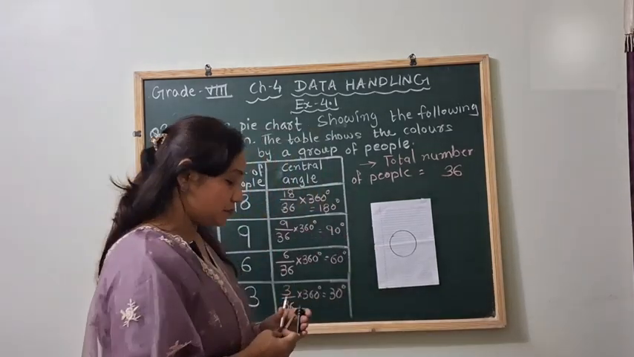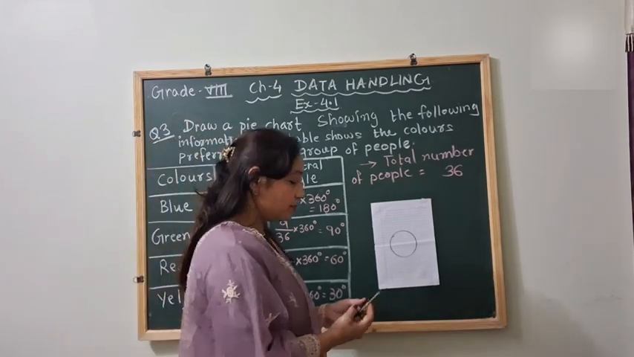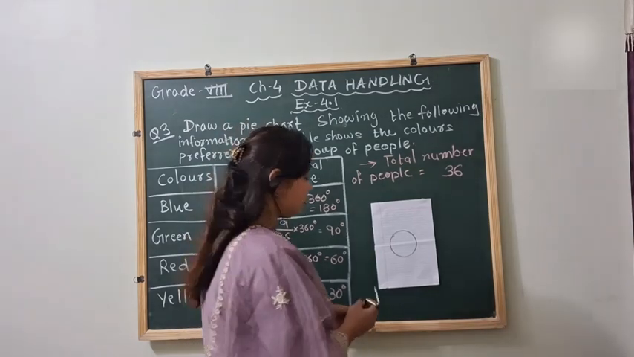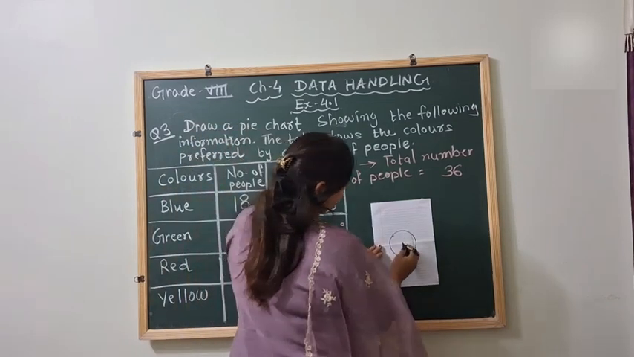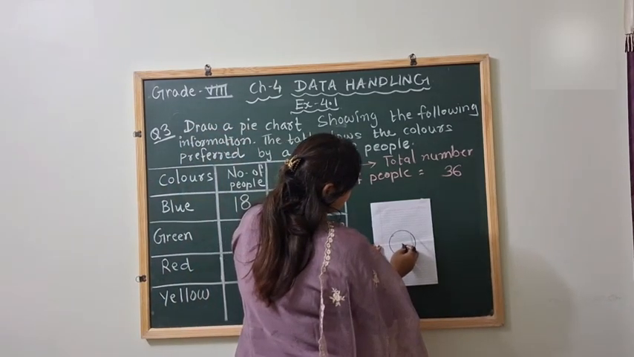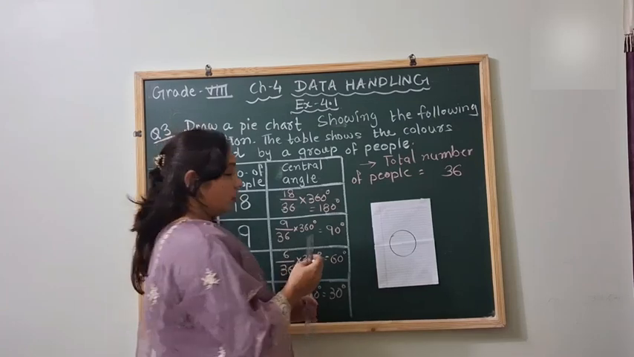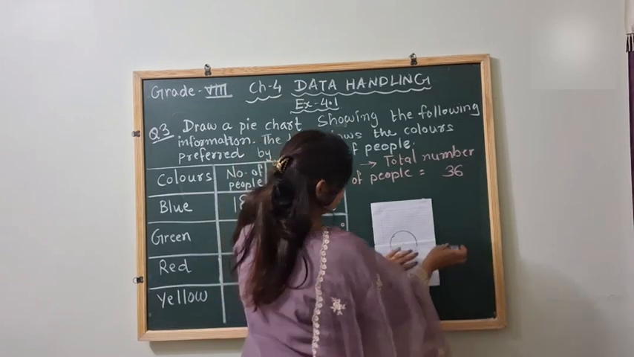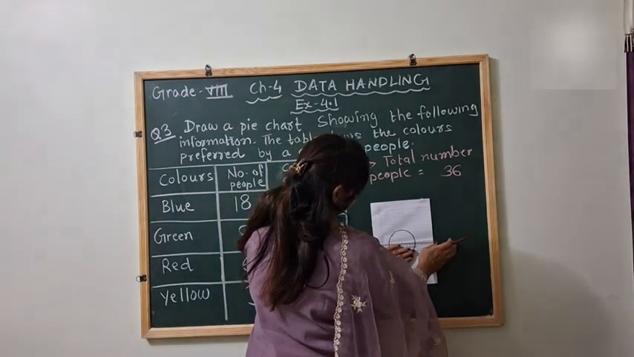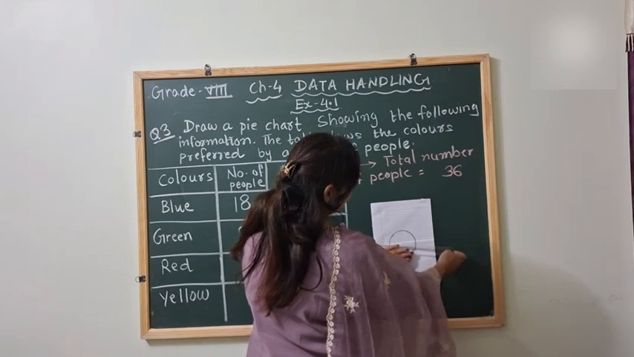Now first you will take a scale and draw a radius. Just first mention the center point, students. Just draw a center point over here. This is your center point. Now from your center point to a point on the circumference of the circle, draw the radius. So your radius is ready now.